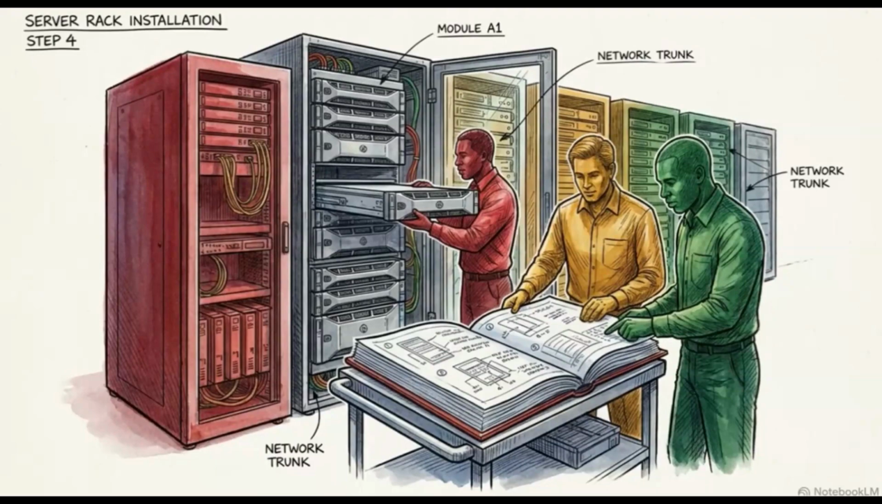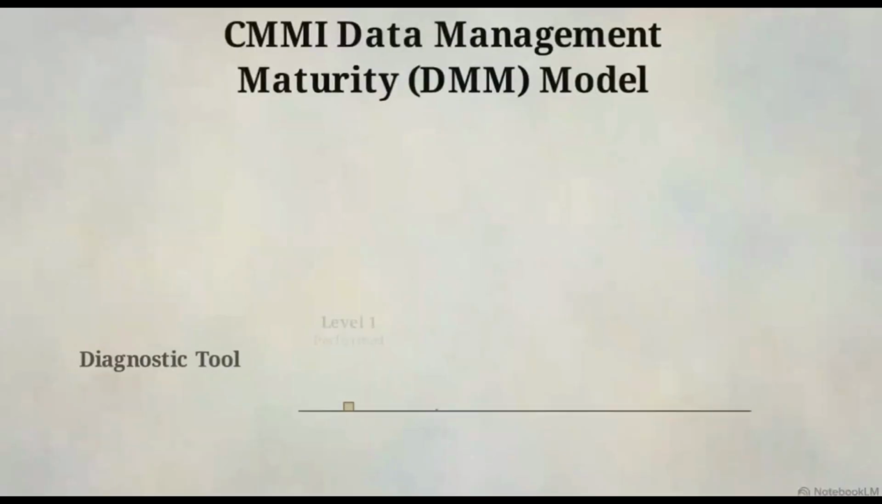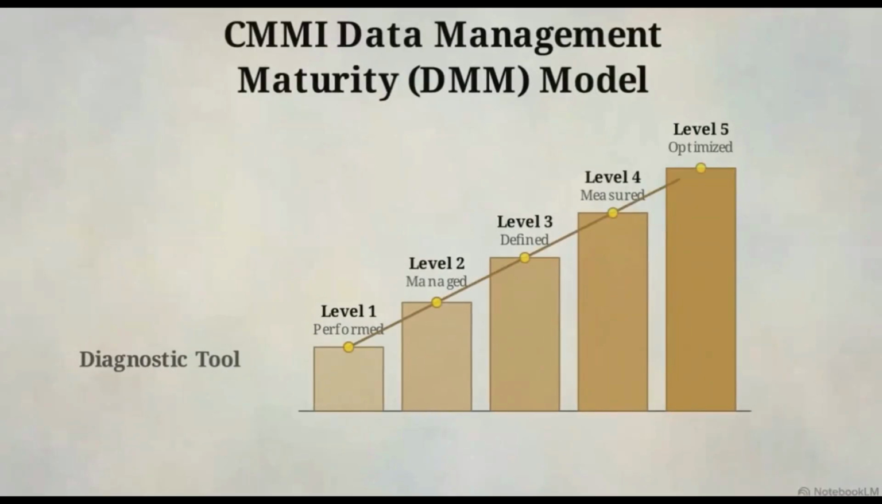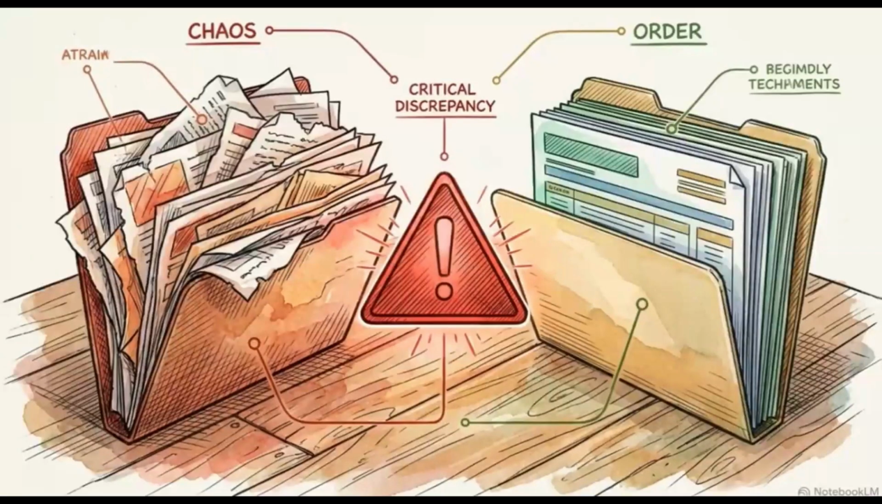For that, Apex looks to the CMMI Data Management Maturity Model. The CMMI model is a diagnostic tool that benchmarks current data management on a scale from level 1 to level 5. At level 1, processes are ad hoc. If a clerk handles a parliamentarian's data differently than a judge's, they create an inconsistent, high-risk environment.